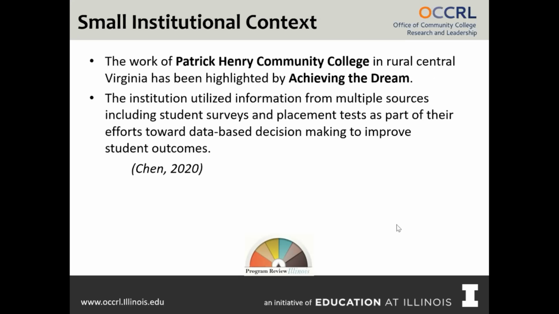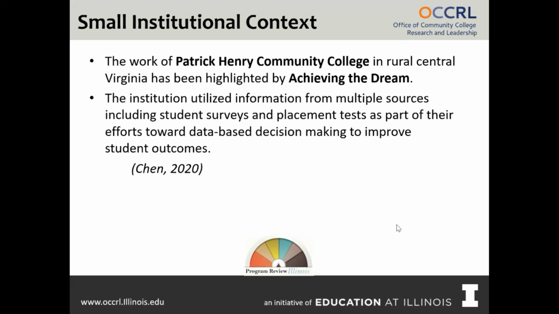Particularly because I know for our smaller community colleges, as a small college, and as in a small program, you may find you're reporting quantitative data, but you really need to look beyond that. And everybody needs to look beyond quantitative data, but it can be especially challenging as a small college or a small program to identify trends just in numerical data. So we wanted to share the work of Patrick Henry Community College in rural Central Virginia, which has been highlighted by Achieving the Dream. So they're an Achieving the Dream institution.